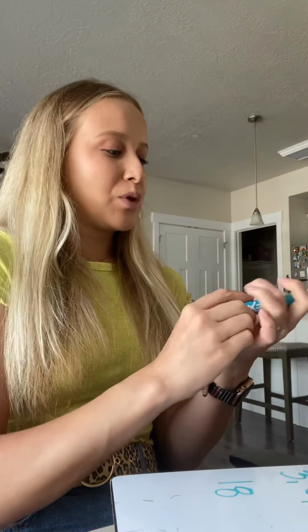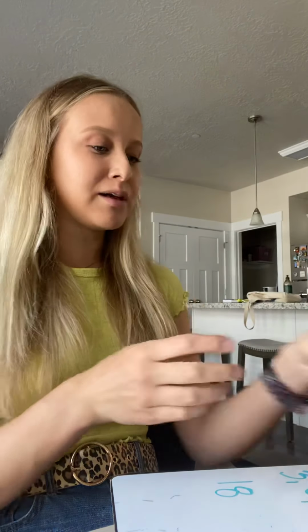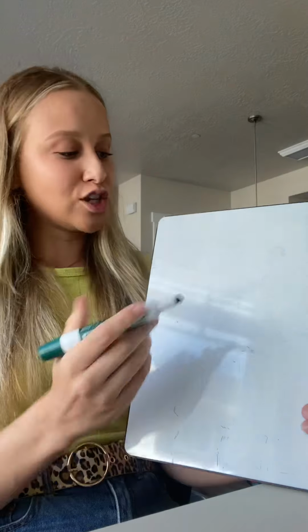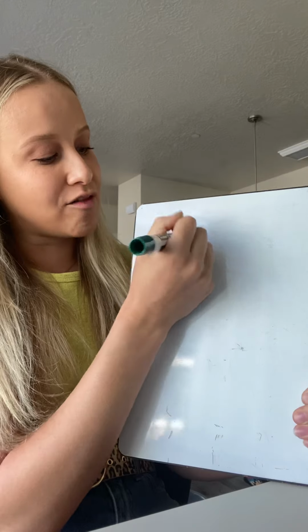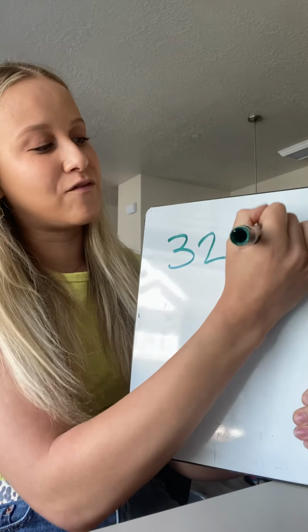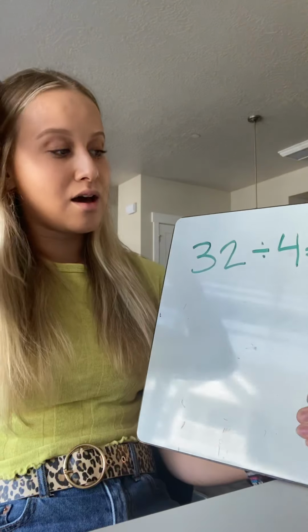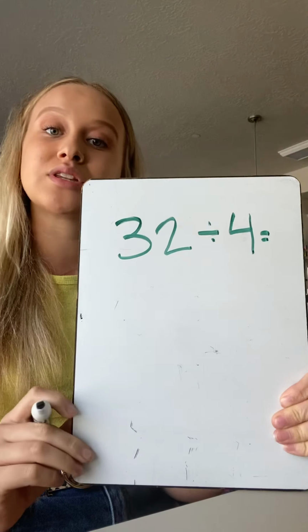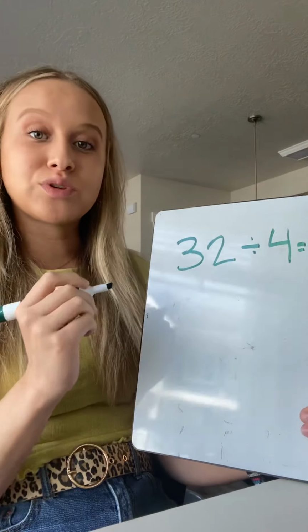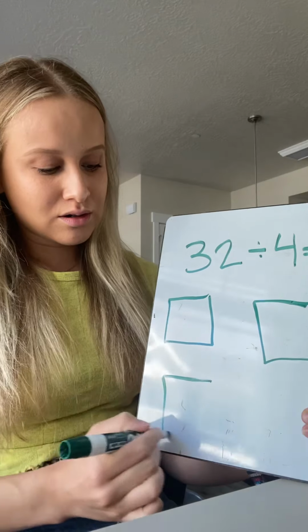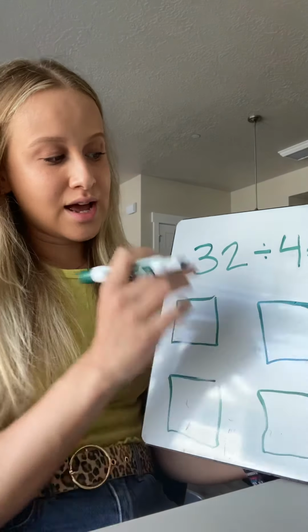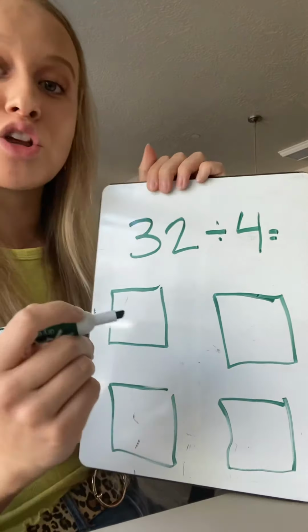All right, we are halfway through with our practice problems. We are going to be using our green marker today. And for this one, I want you to use the strategy equal groups. So we have 32 divided by 4. Go ahead and pause the video and solve this problem using equal groups. The way you would do this is you would draw out 4 groups and make marks until you get to 32.